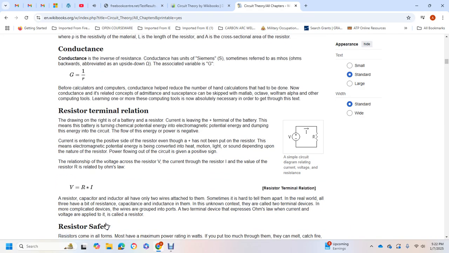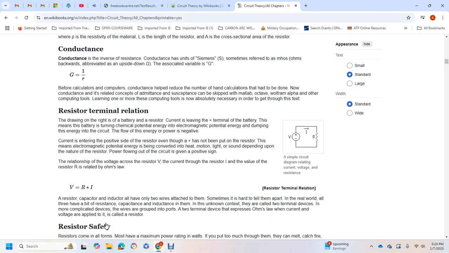Resistor terminal relation. The drawing on the right shows a battery and a resistor, with current leaving the positive terminal of the battery. This means the battery is turning chemical potential energy into electromagnetic potential energy, dumping the energy into the circuit. The power flowing is negative. Current is entering the positive side of the resistor, even though the positive has not been put onto the resistor. This means electromagnetic potential energy is being converted into heat, motion, light, or sound, depending upon the nature of the resistor. Power flowing out of the circuit is given with a positive sign by the relationship of the voltage V across the resistor and the current I through the resistor.